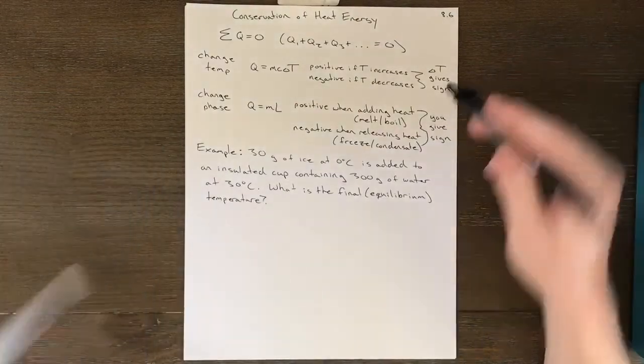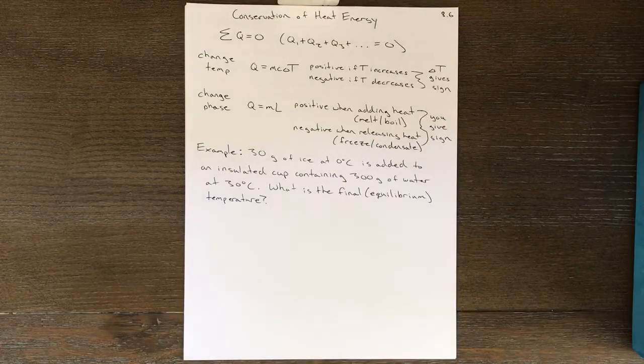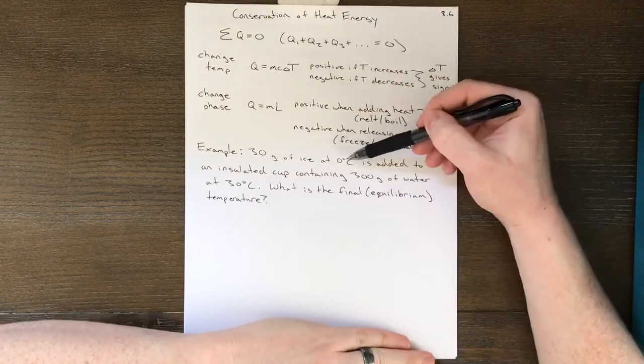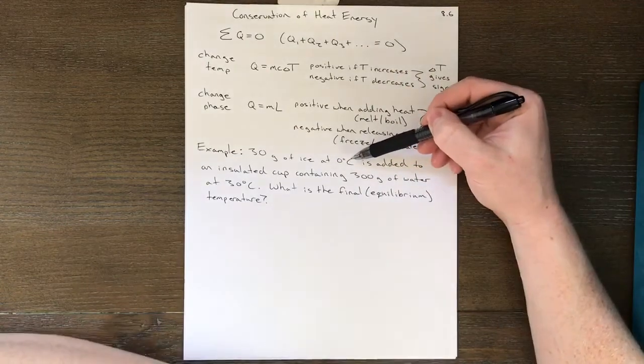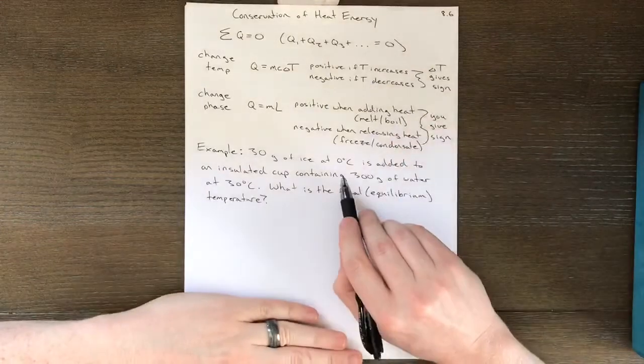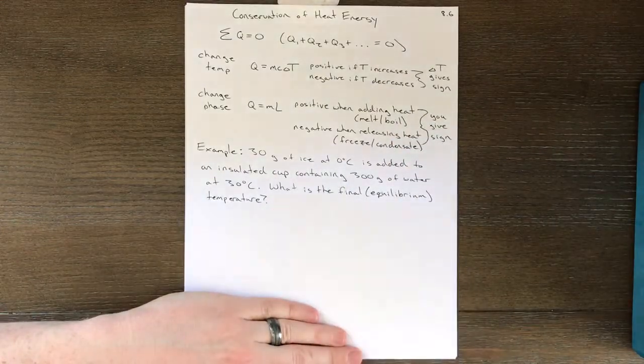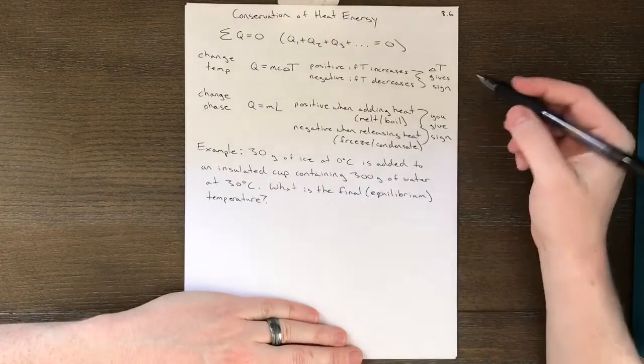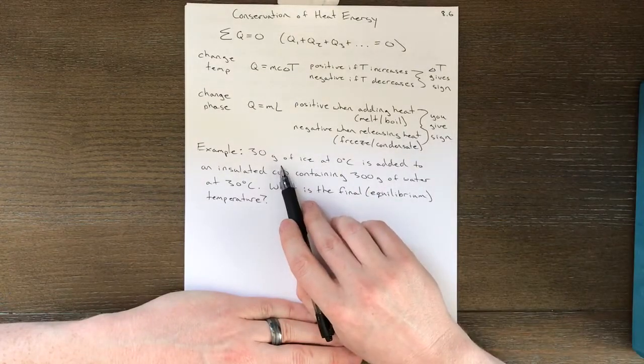So let's work an example. I say there are 30 grams of ice starting at 0 degrees, the freezing temperature of water. Ice could actually be even colder, and in that case you have to heat it up before it melts. But this ice is right at 0 degrees, it's right on the fence. It just needs a bump to go from solid to liquid.